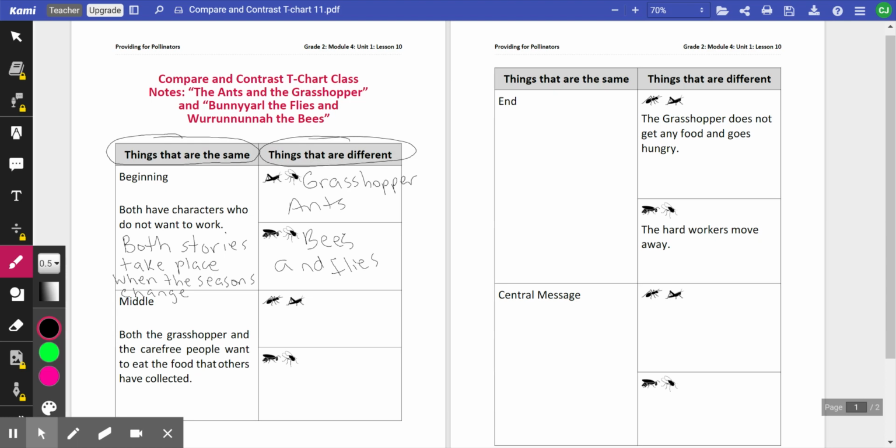And then think about the central message. What was the lesson in each story? How was it the same and how was it different? Think about it both ways as you're completing your chart today.